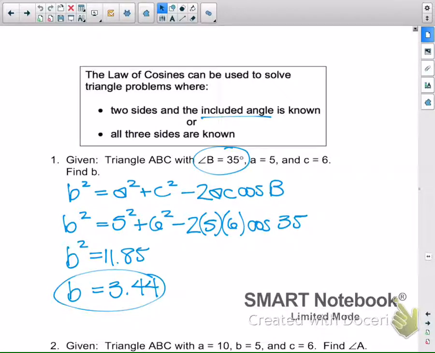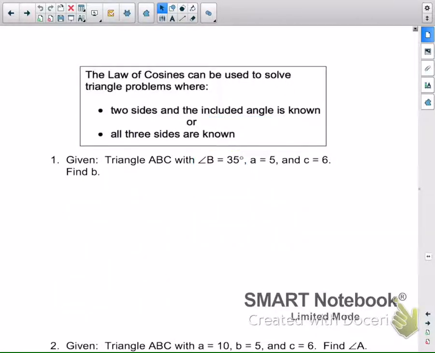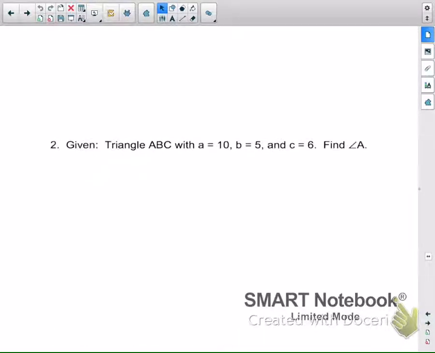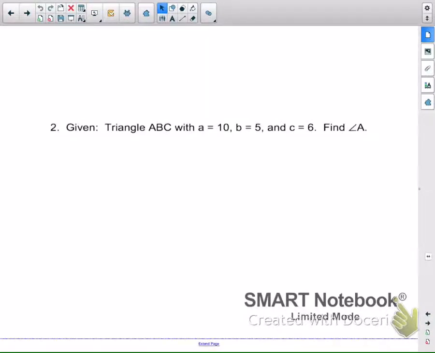The other version where law of cosines can be used is in question 2, where you're given all three sides and no angles. This will be our last example. We'd like to find angle A. Remember I told you the version of the formula depends on the angle you're given or the angle you're finding. Since you're finding angle A, that means I need the A squared version.